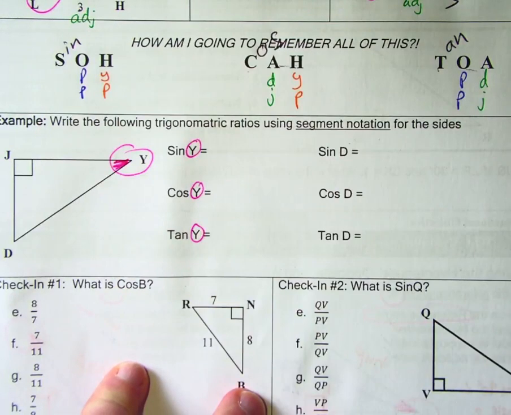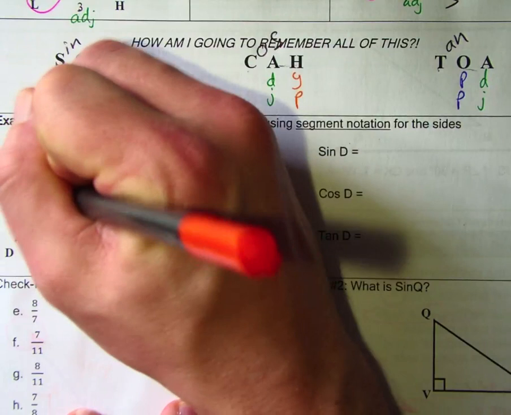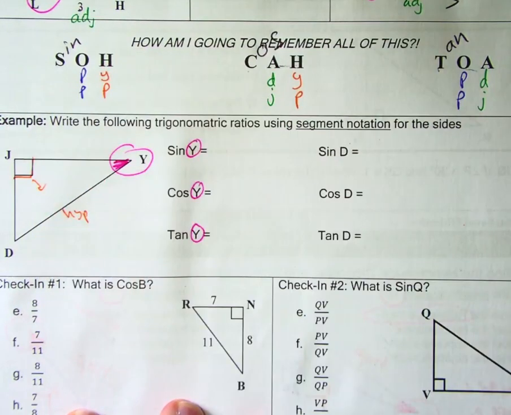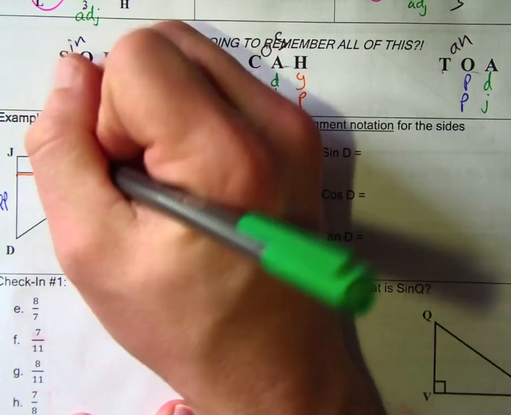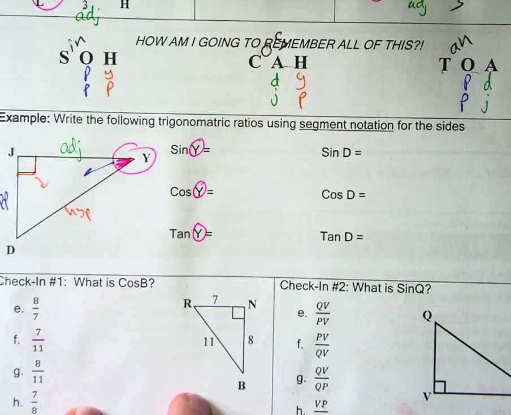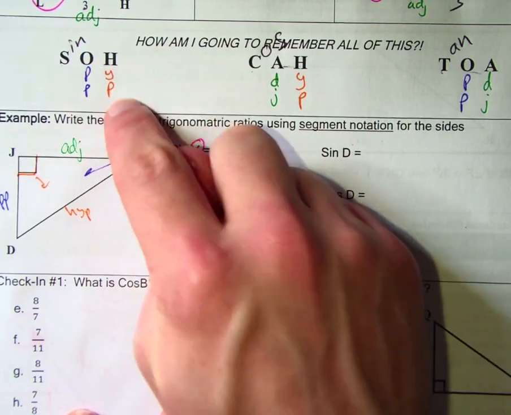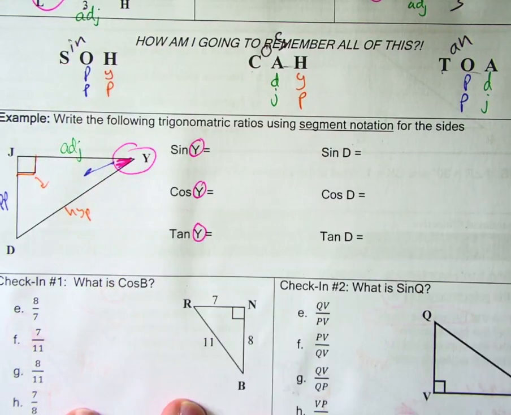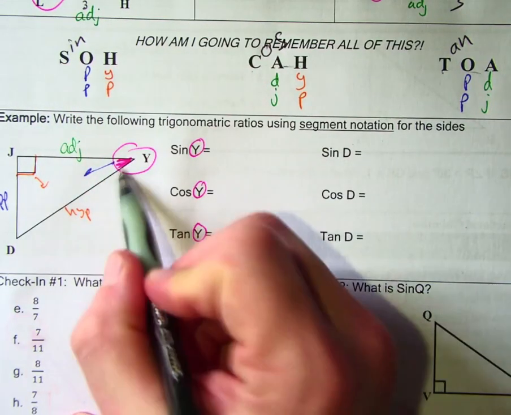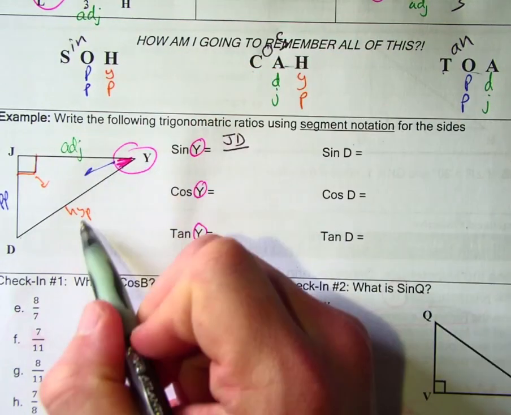You can hit pause and try this on your own, but I'm going to mark up my hypotenuse, my opposite, and my adjacent. And then I'm going to remember sine is SOH, meaning opposite over hypotenuse. The sine goes with the S. Opposite over hypotenuse. The opposite is JD. The hypotenuse is DY.